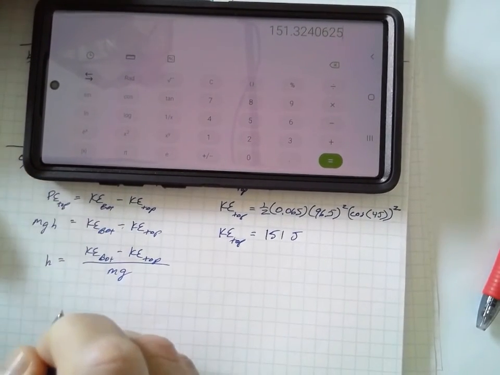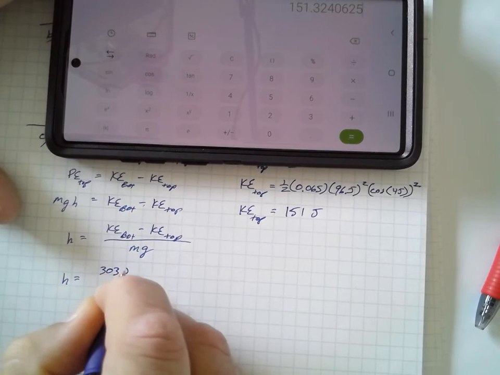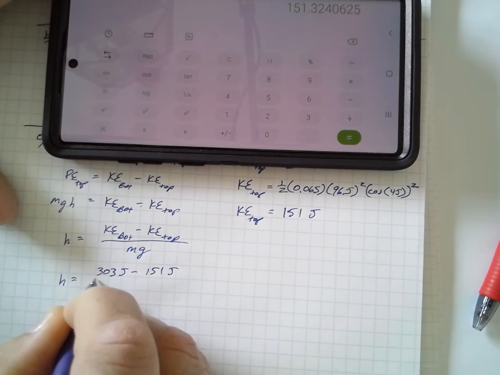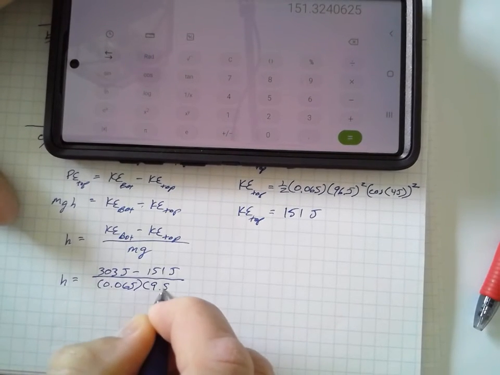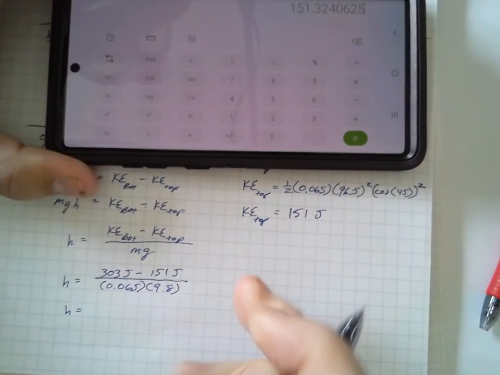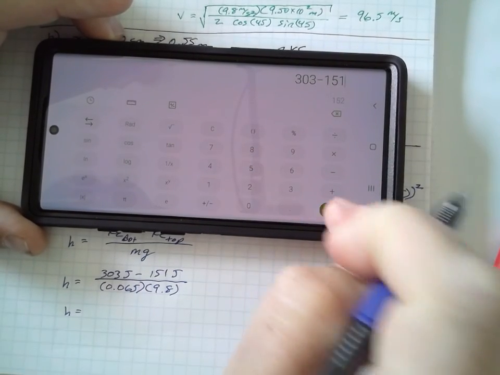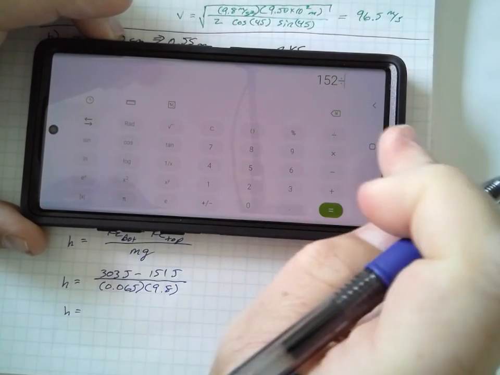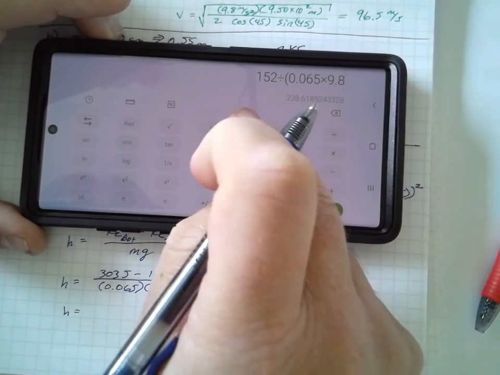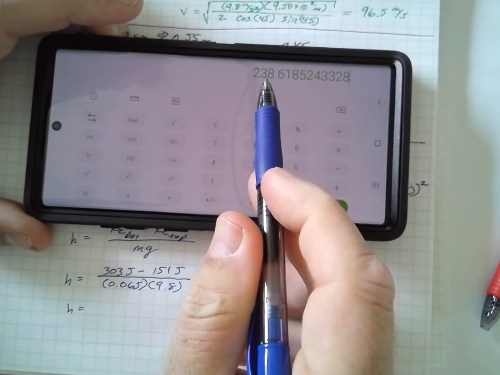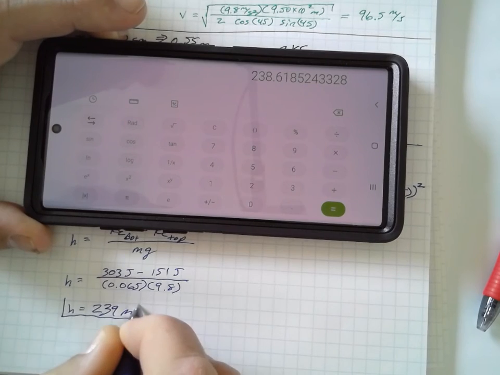Now I'm going to place it in here. So my height is going to be 303 joules minus 151 joules divided by 0.065 times 9.8. I close this off, and I see 303 minus 151, that equals 152, divided by, and I got to do my parentheses here, 0.065 times 9.8, close parentheses, equals, and I get 239 meters. So that's how high that arrow will go.